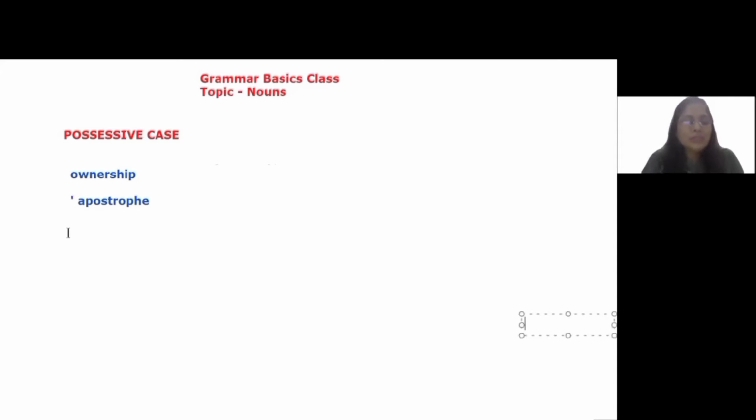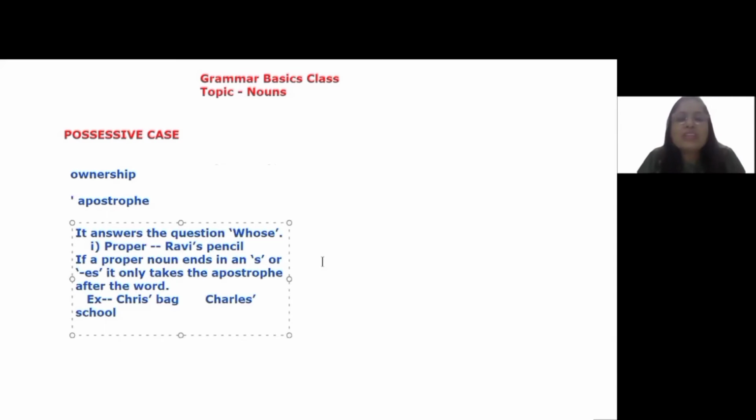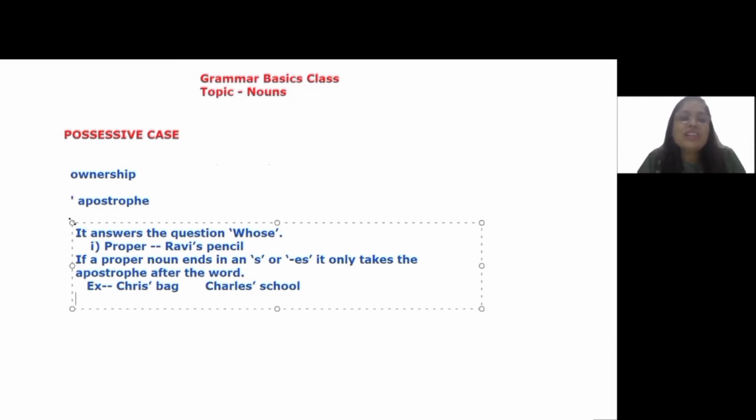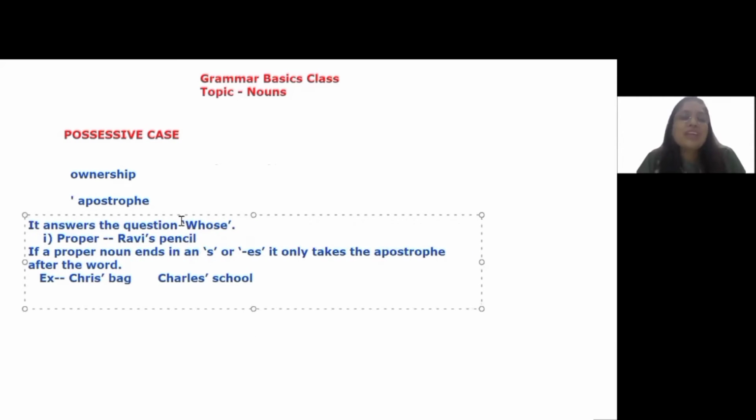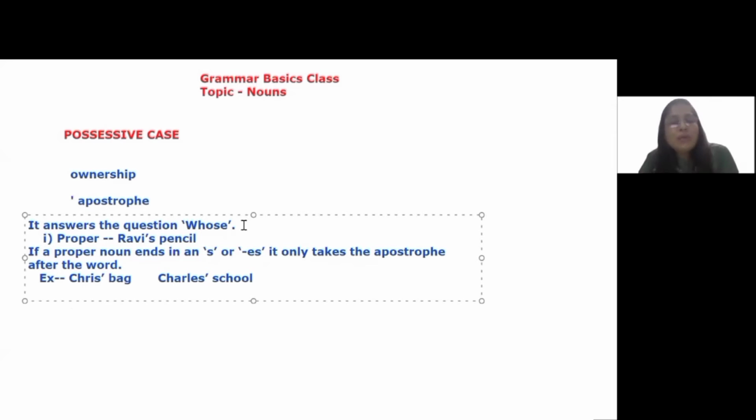All right. So the first thing that I brought is, what is a possession? What does possession illustrate? Possessive case of a noun answers the question whose. To whom does so and so thing belong? We look at the proper noun usage first.